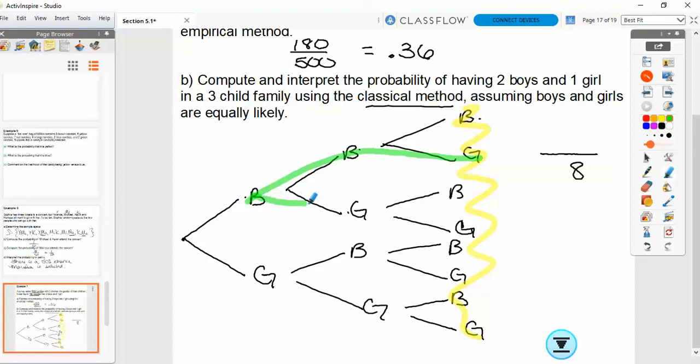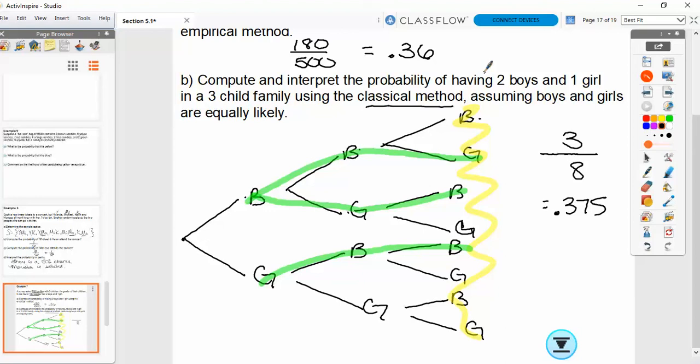And I want to know which ones are 2 boys and 1 girl. So we could have gone the boy, boy, girl path, or the boy, girl, boy path, or girl, boy, boy path, and that's the only option for 2 boys and 1 girl. So how many of those did we have? 3. So we get 3 eighths, or what is that as a decimal? 0.375.